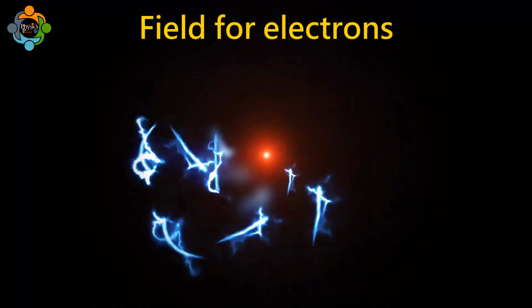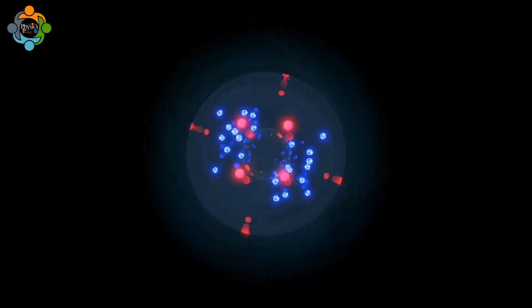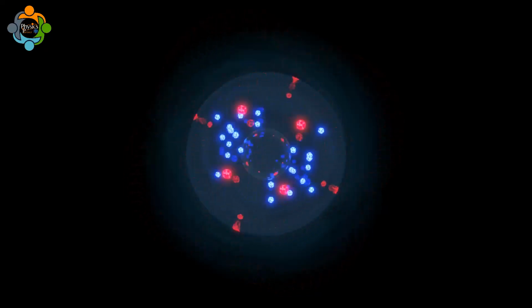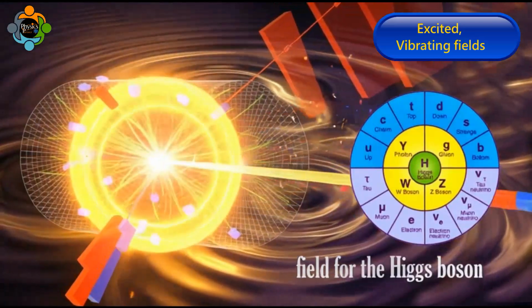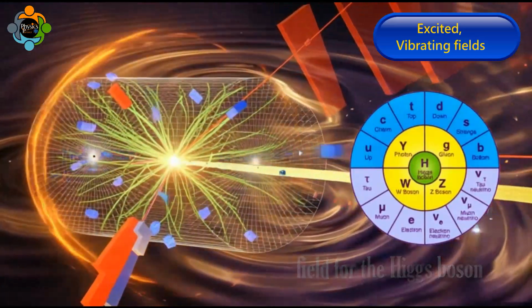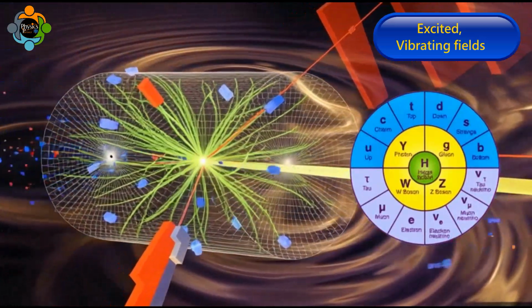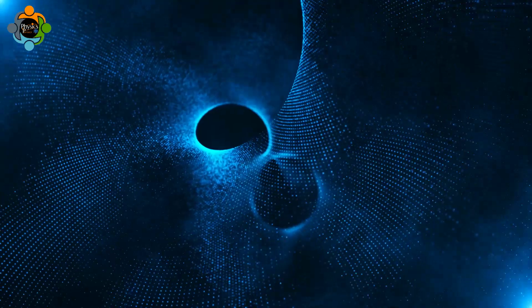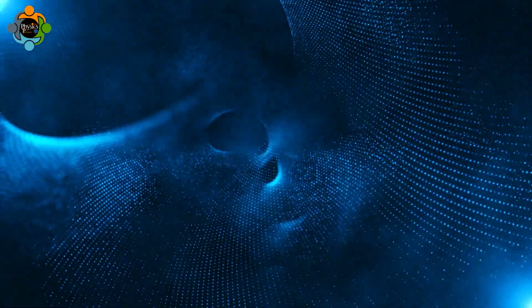There is a field for electrons, a field for quarks, which make up protons and neutrons, and even a field for the Higgs boson. So, at the most fundamental level, the building blocks of nature are not tiny dots, but these excited, vibrating fields.